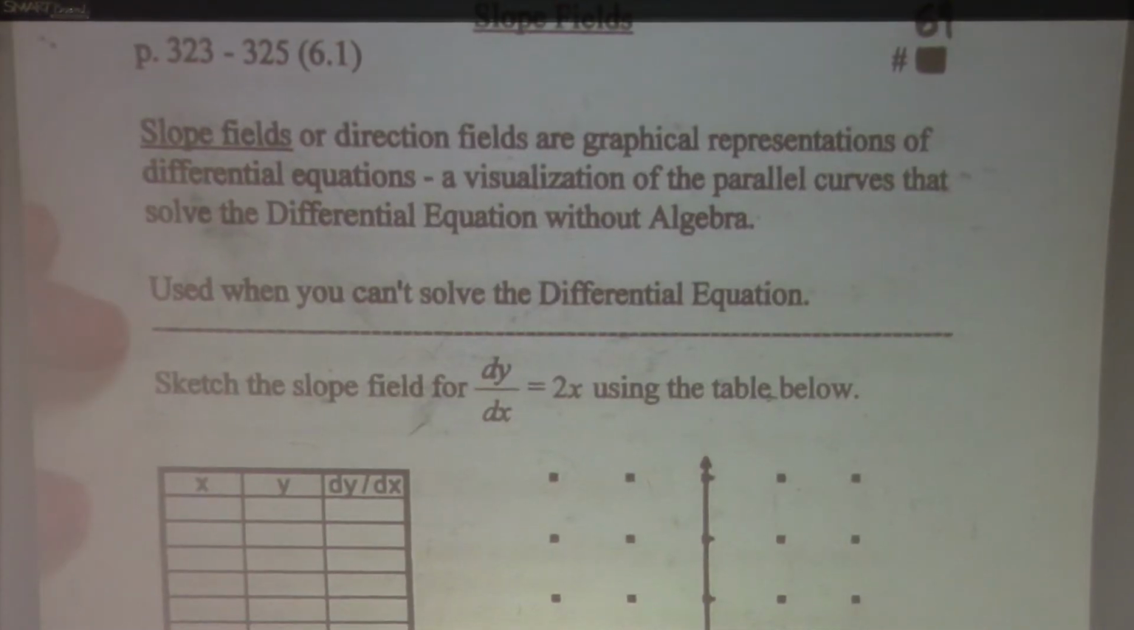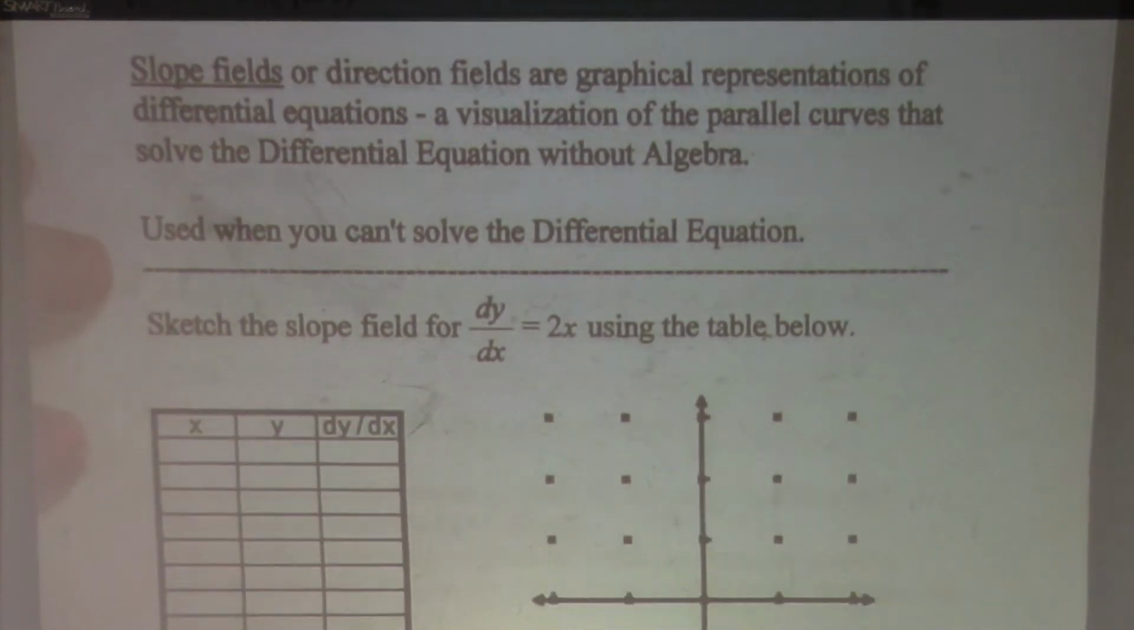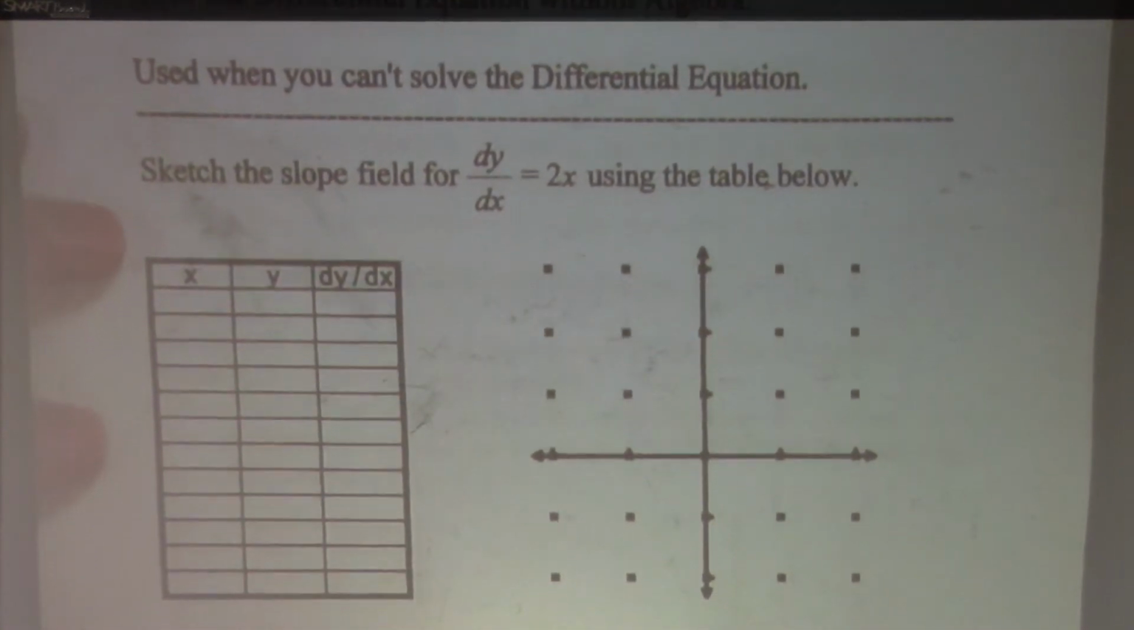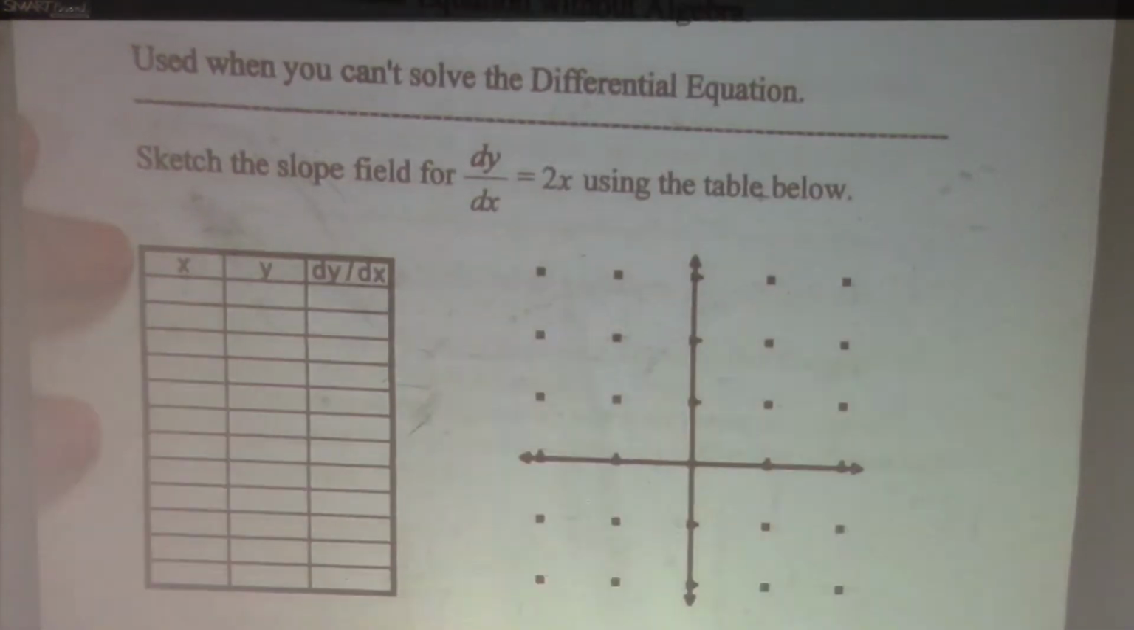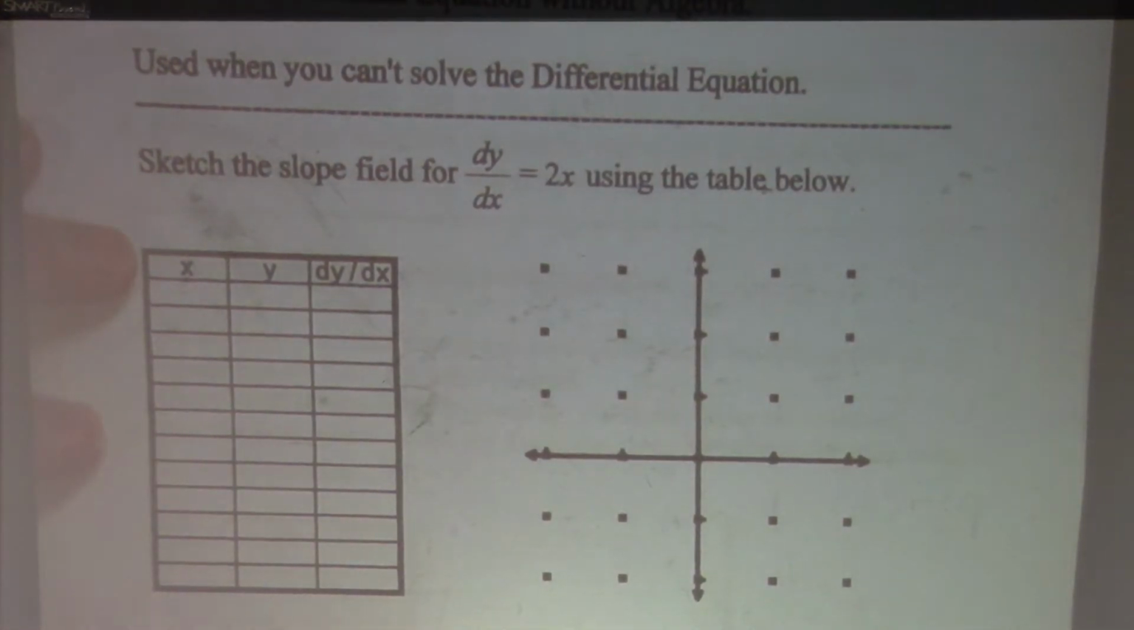So let's talk about what we would do here. I'm going to raise this up a little bit now because we've talked about the whole top of the note card. It says sketch the slope field for dy/dx equals 2x using the table below. So this is my derivative. Okay. So I have a lot of points.